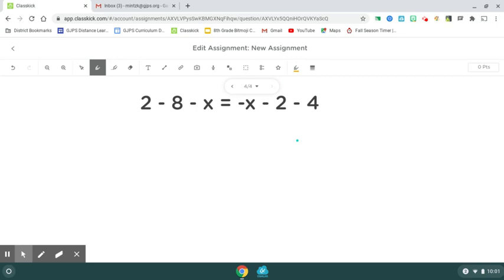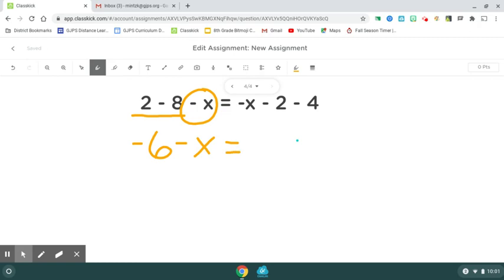Okay, so I see, let's start on the left-hand side. I see we have 2 and -8. We can combine those together. So 2 minus 8 is -6. And then on the left-hand side, we just have a negative x with nothing else to combine it with.